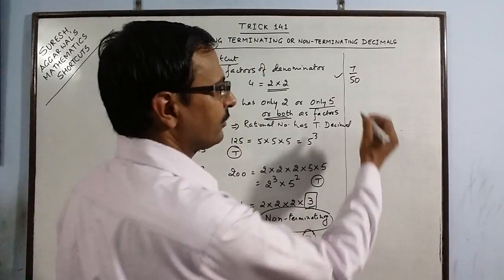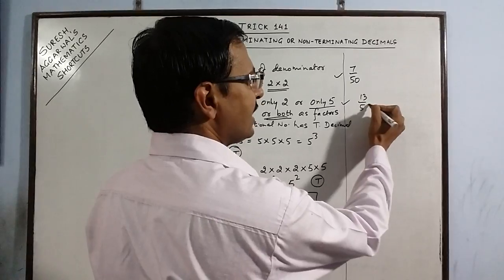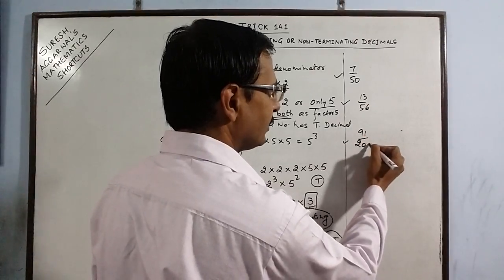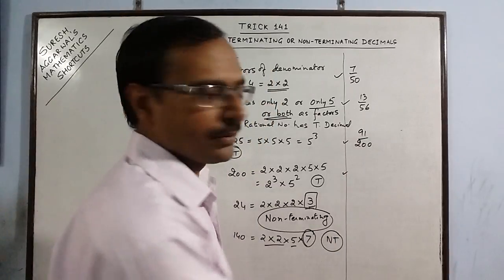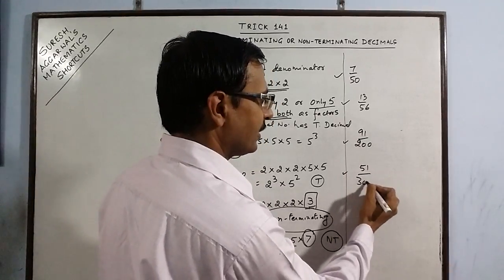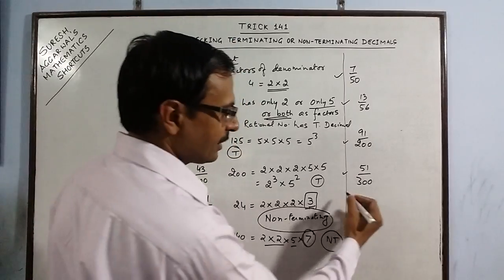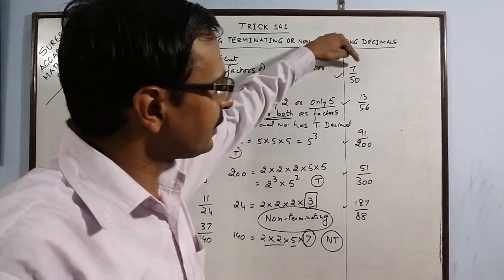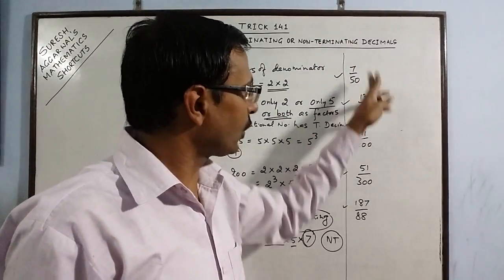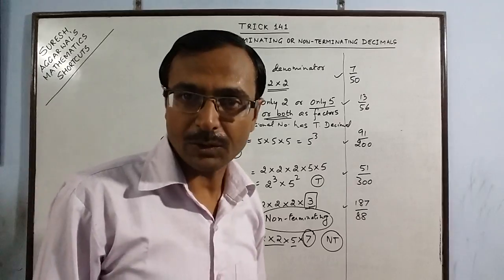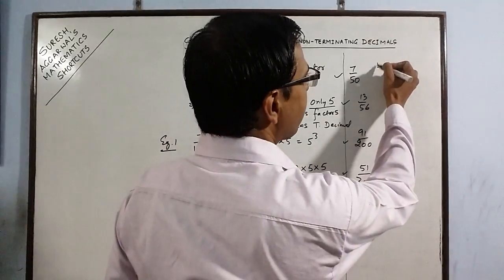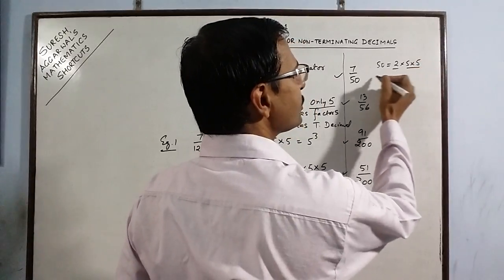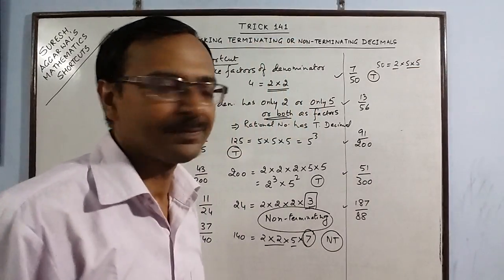Then we have 13 upon 56. See, I have listed down some fractions for you so that we can practice it here in this trick. 19 upon 200, 51 upon 300, 187 upon 88. Now first of all check that 7 and 50 are already in lowest form. 7 and 50 are co-prime. So make factors of 50. 50 is 2 into 5 into 5. So only 2s and 5s. So it has a terminating decimal.